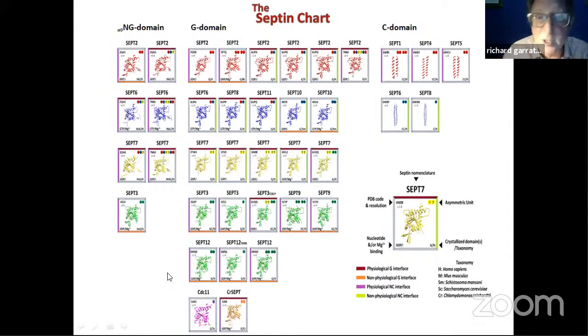So this is just a summary then. It looks a bit like stamp collecting. This is a summary of all the different structures we now have for individual septins, and not looking at a filament, but an individual septin.